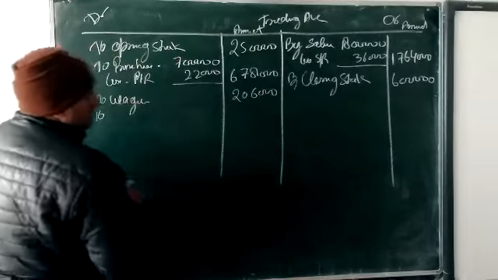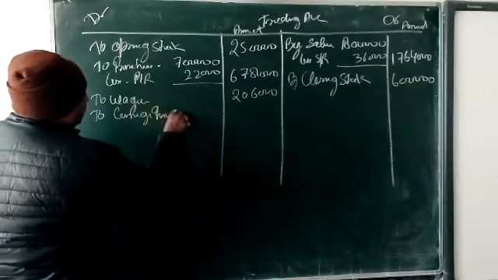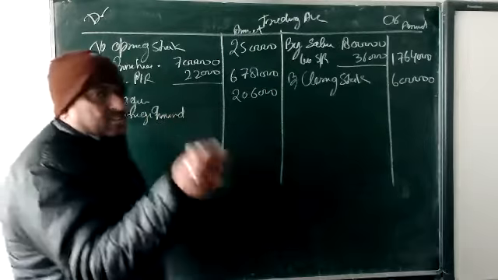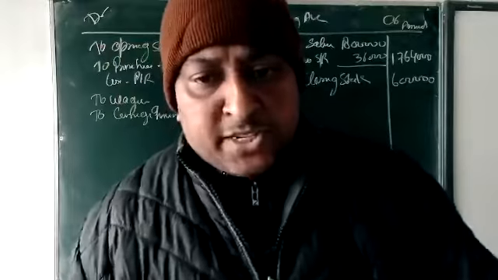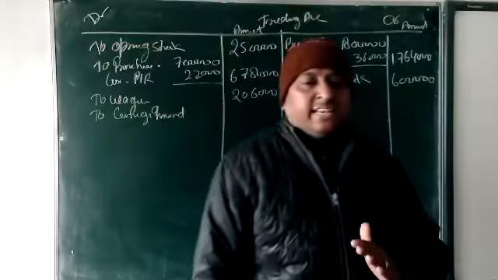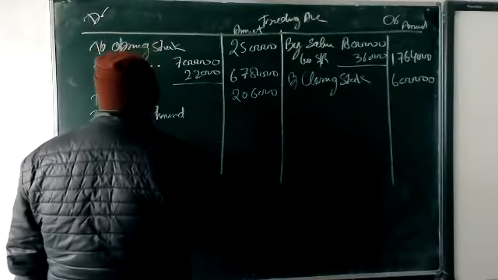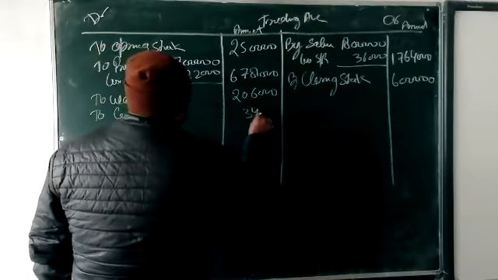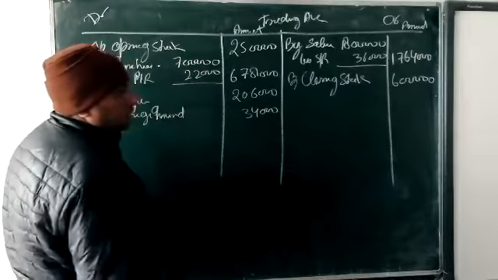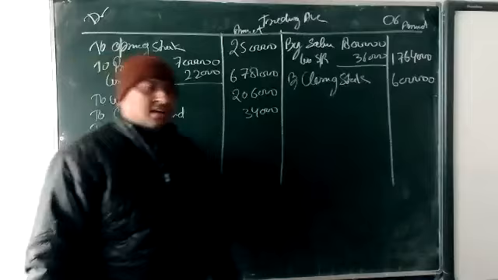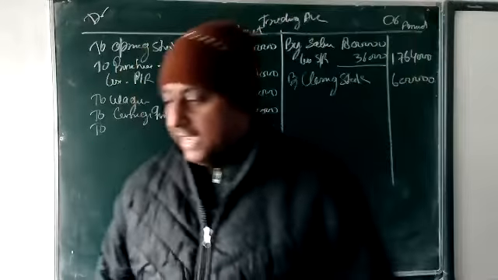Sir, carriage inward. Carriage inward is related to purchase. And carriage outward means what? Carriage on purchase is a direct expense, while carriage on sale is an indirect expense. Amount, beta? Sir, 34,000. Next, carriage outward: we are not going to take it because it's an indirect expense.